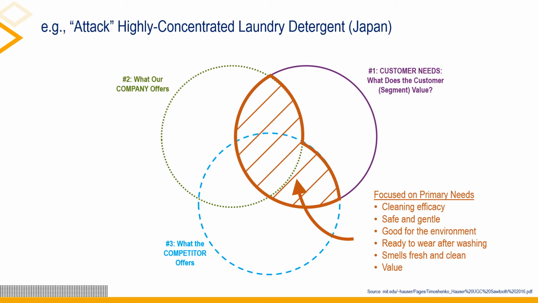Consider the case of Attack, a laundry detergent introduced by the Kao Group in Japan in the 1980s. At the time, the customer needs for laundry detergent were well established: cleaning efficacy, safe and gentle, good for the environment, ready to wear after drying, easy to use, and smells fresh and clean. These are the primary needs. To design new detergents, most manufacturers focused on some combination of these attributes. Also, some detergents were sold in large, high-value boxes to enhance perceived value.